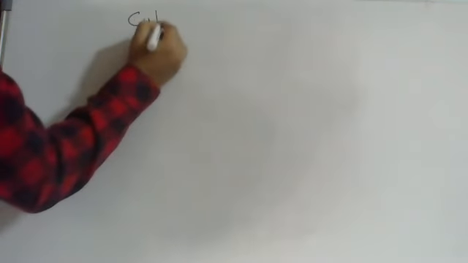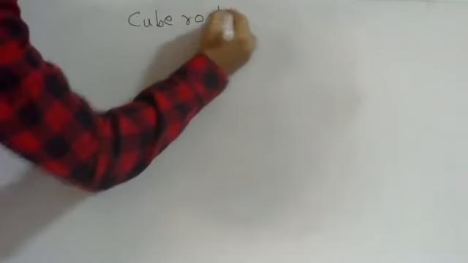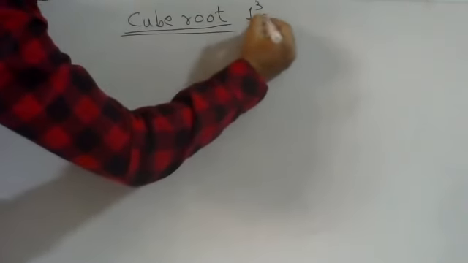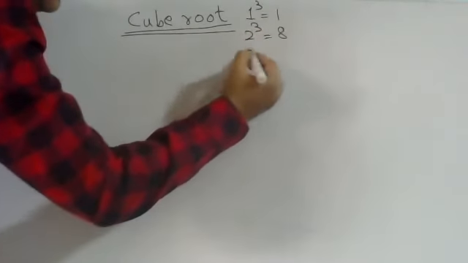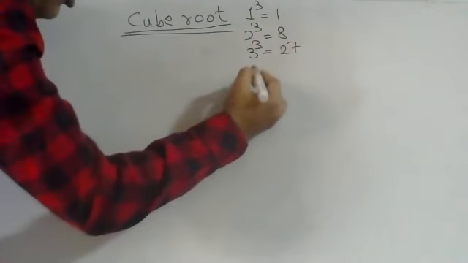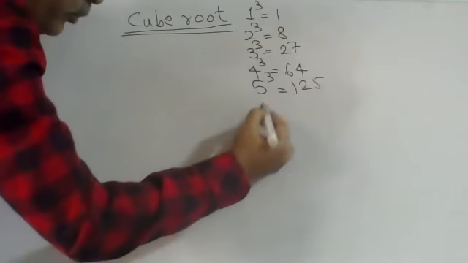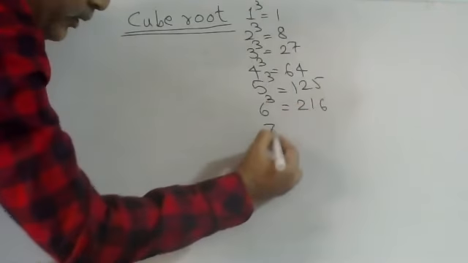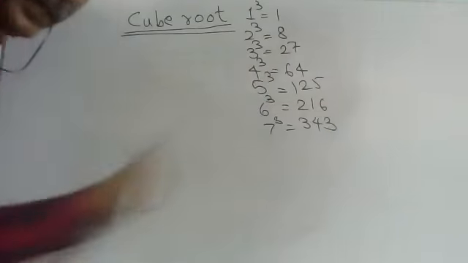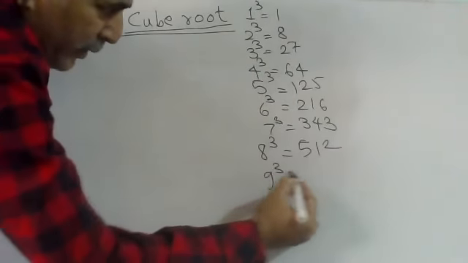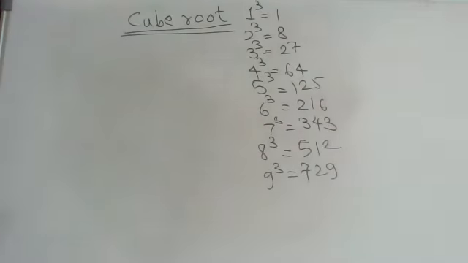Cube root. So before coming to the cube root, you must know 1 cube, 1, 2 cube, 8, 3 cube, 27, 4 cube, 64, 5 cube, 125, 6 cube, 216, 7 cube, 343, 8 cube, 512, 9 cube, 729, and 10 cube, 1000. You must know this.